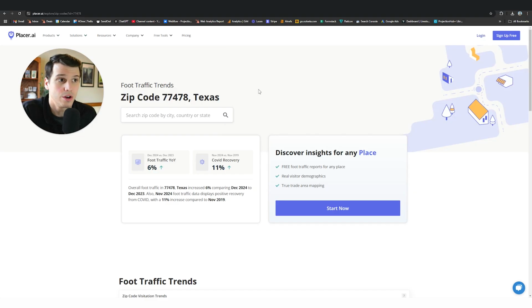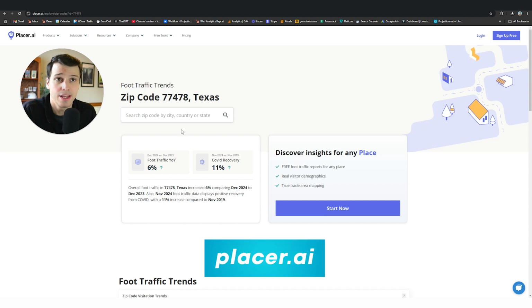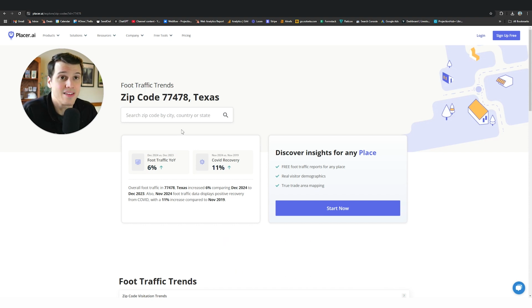Alrighty, here we go. So I'm going to be using a tool called Placer.ai. Now, again, this is something you can do for free. There's a lot of things you can do with Placer.ai that are not free, but again, what I'm about to show you, you could totally do for free without creating an account.